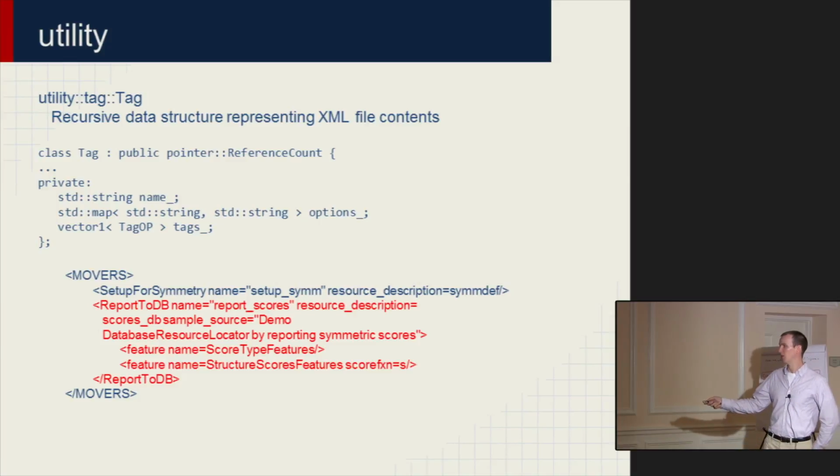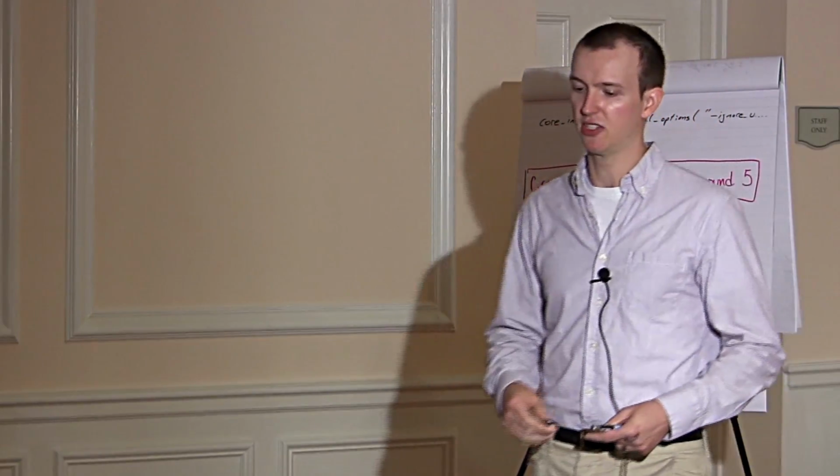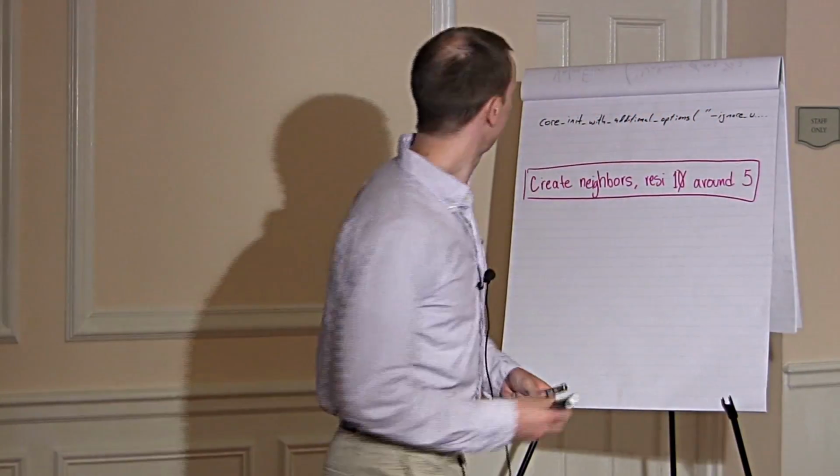So this is, say, an example of an XML file where you have this tag movers and a subtag set up for symmetry and another subtag report to DB, which has all this data, and then report to DB. This one has two subtags here, and so you would have like an ownership graph of, let's say, I'll draw this on the board.